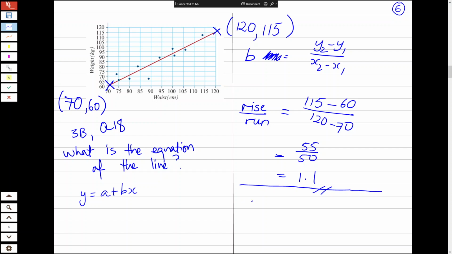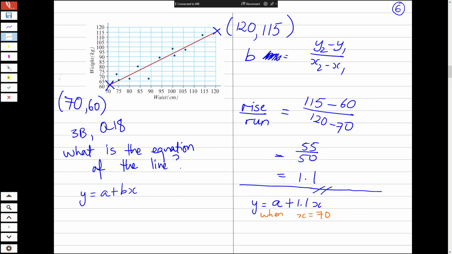All right, I'm going to help you. Y equals a plus 1.1x. I've just replaced b with 1.1 because that's what we just calculated. Do I have any other information I can use to work out a? Do I have a pair of x and y values somewhere? Please elaborate, Taylor. 70, 60.